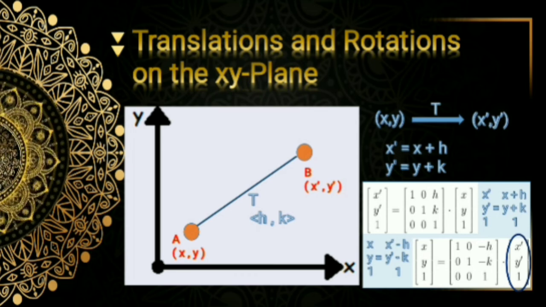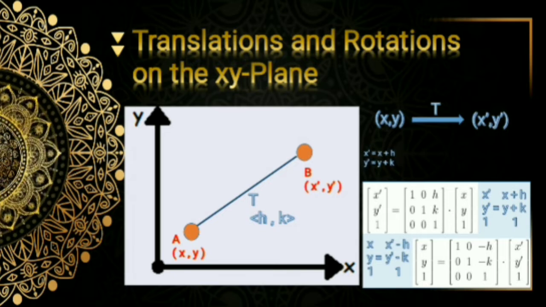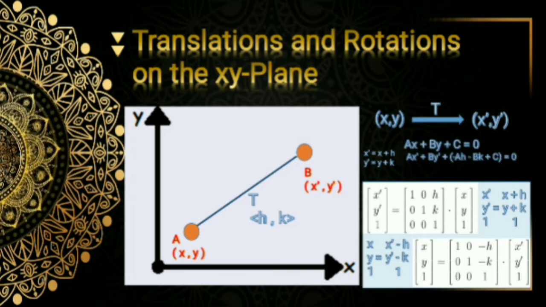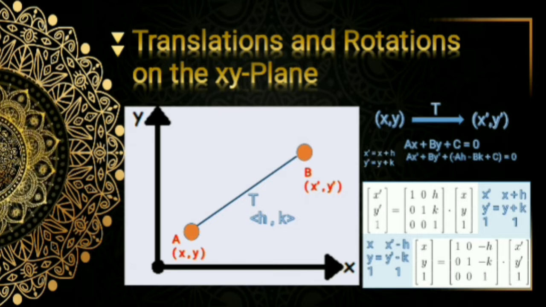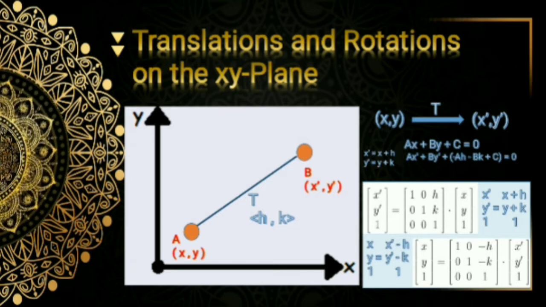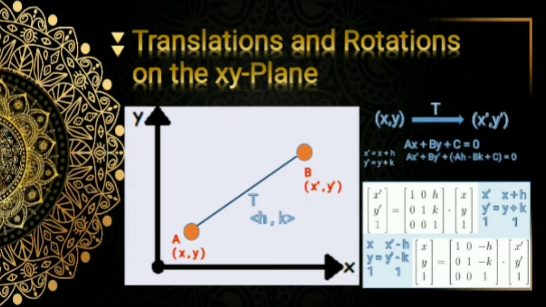Therefore, if a line has an equation ax plus by plus c equals 0, after plugging in the formula for x and y, the line has a new equation a x prime plus b y prime plus the quantity of open parenthesis negative ah minus bk plus c equals 0.